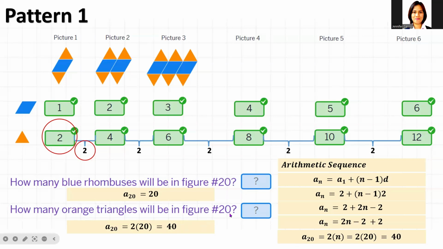So I think that would be all, and I hope you learned about arithmetic sequence. It's your turn now.